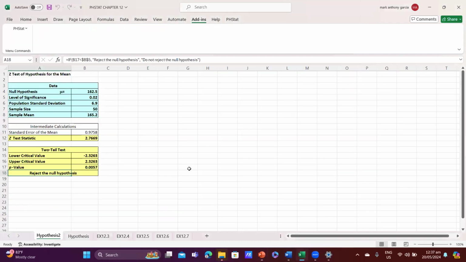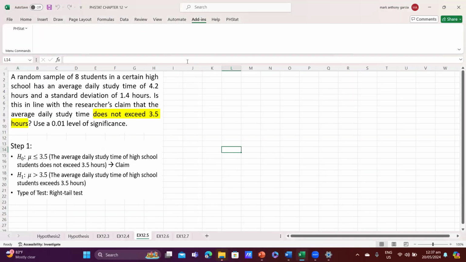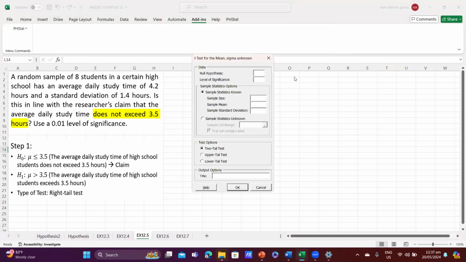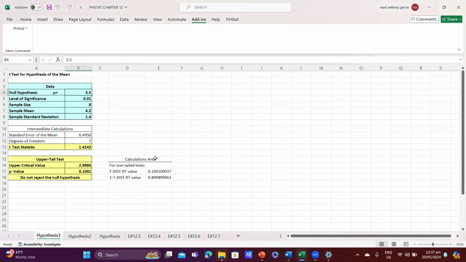Now for PHStat, example 12.5, we would make use of the one sample test, the t-test for the mean, sigma is unknown. So in here, the null hypothesis value will be 3.5. The level of significance is 0.01. Our sample size is 8. Our sample mean is 4.2 hours, and our sample standard deviation is 1.4 hours. And since the test is right tail, we will take upper tail test and then click OK.